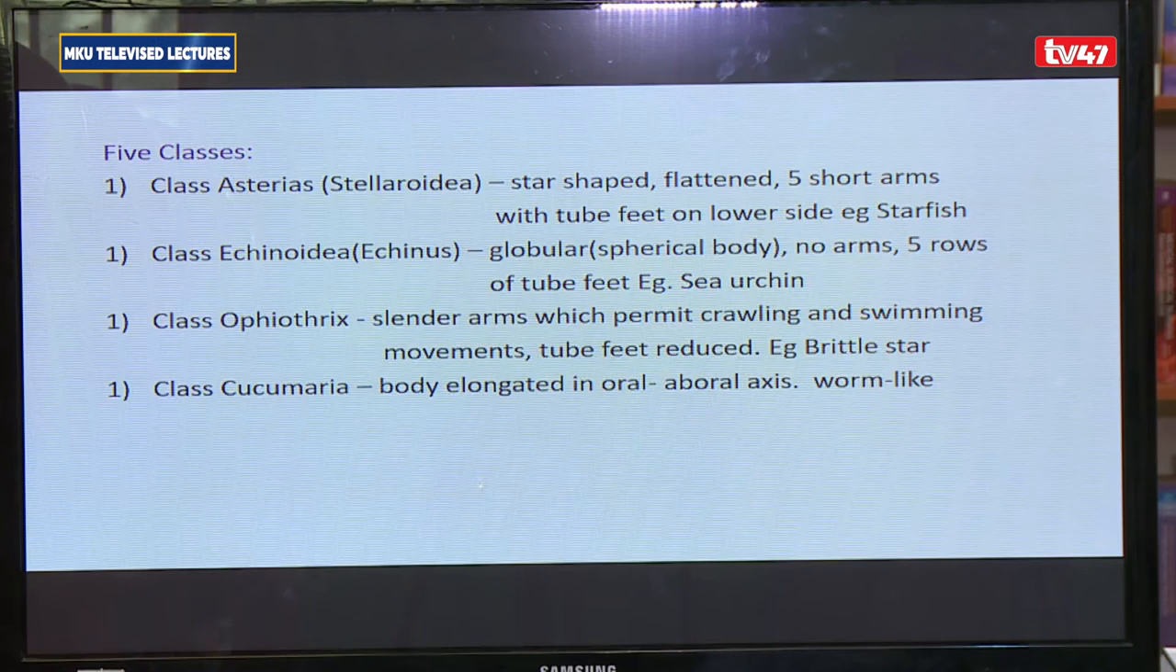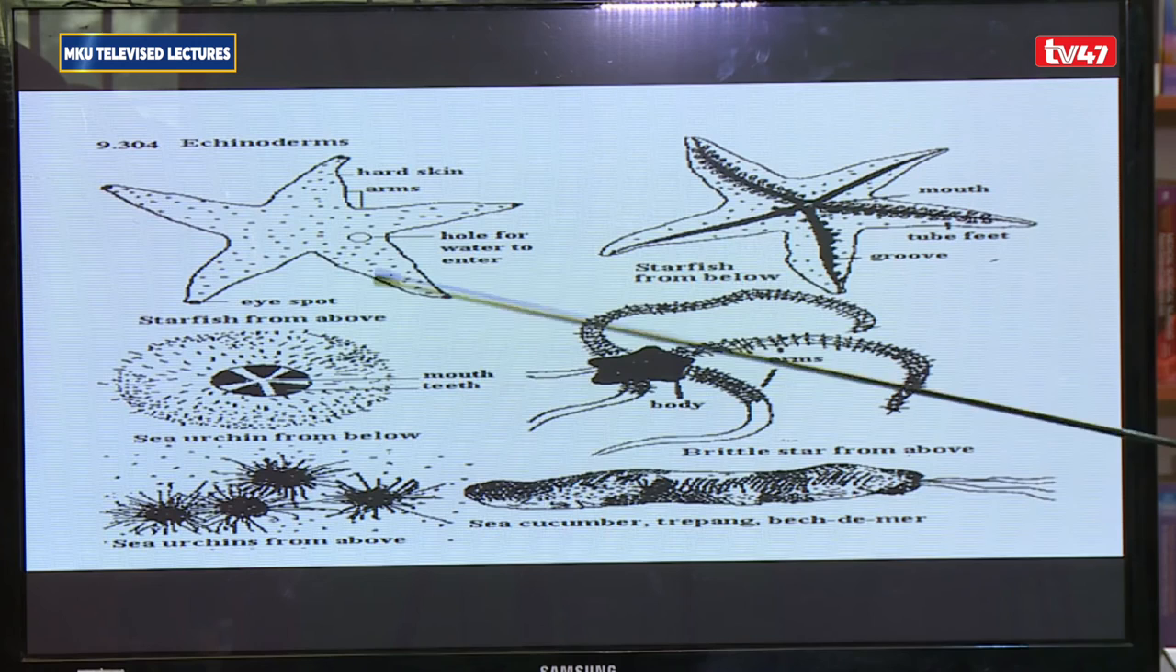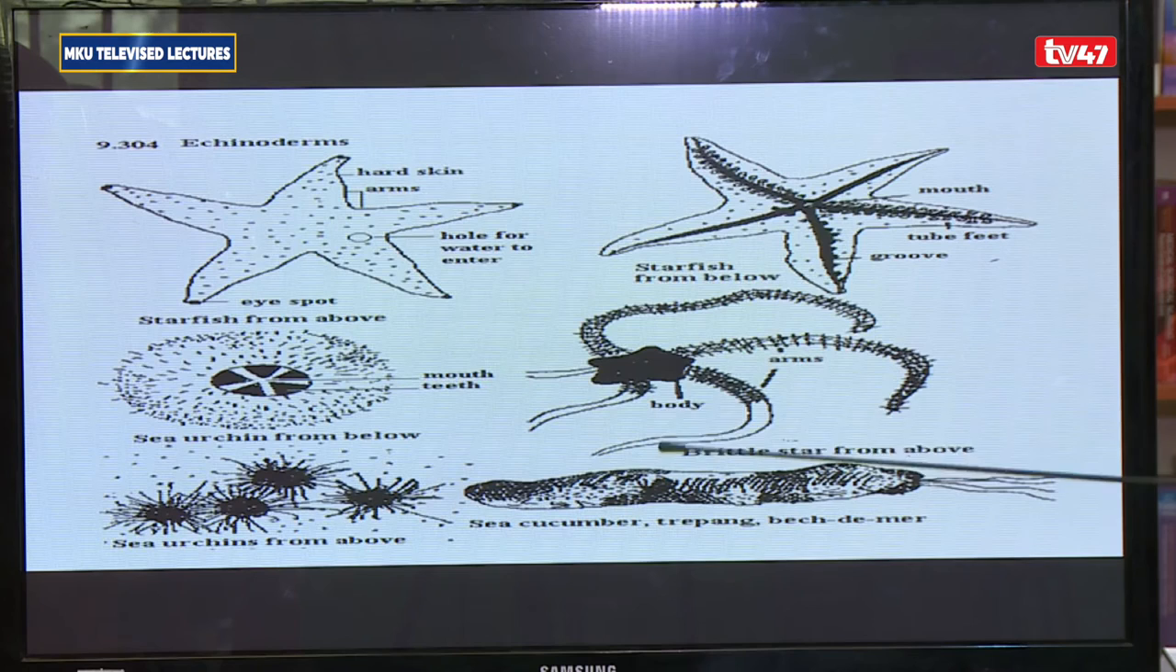Examples of the organisms in the various classes: we have the starfish, which is basically in the class Asterias. We have the sea urchin, that is in the class Echinus. We have the brittle star, that is in the class Ophiothrix. And we have the sea cucumber, that is in the class Cucumaria.